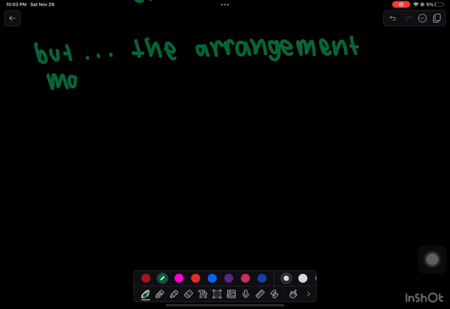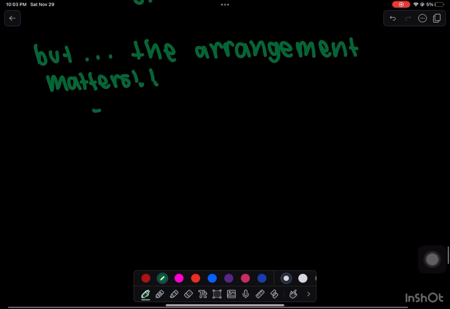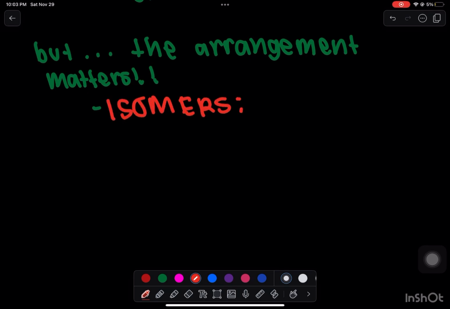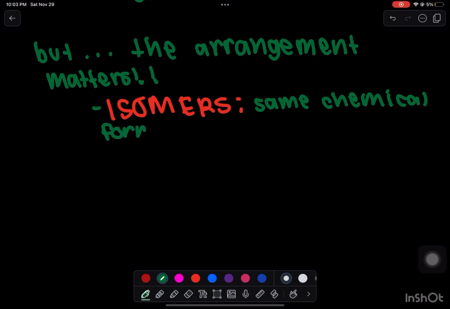But the arrangement of these carbon atoms actually matters because their structures can lead to totally different functions. And that's where you'll hear something called an isomer. Isomers have the same molecular formula but have vastly different arrangements. And in biology, that difference can completely change how a molecule behaves.